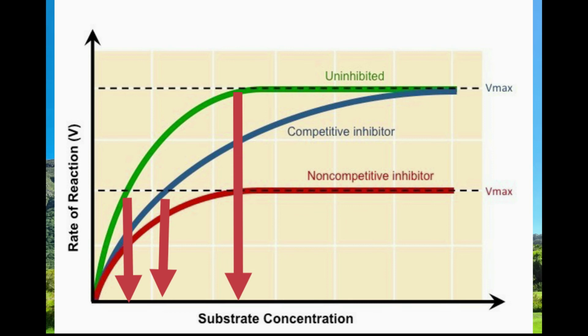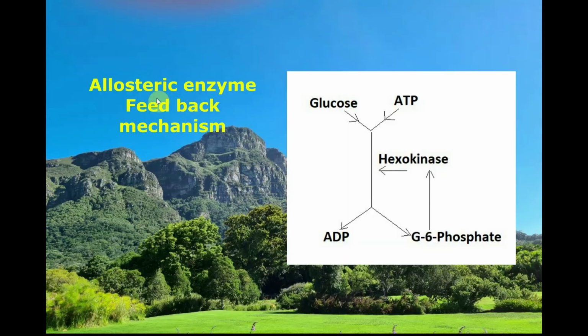So one more enzyme type is the allosteric enzyme. Let us see what happens in the allosteric enzyme. Suppose in a metabolic reaction pathway, one of the products is inhibiting the previous enzyme, then it is known as an allosteric enzyme. See this reaction, glucose converting into glucose 6-phosphate. For that, a phosphate group is given by ATP, ATP is converted into ADP, and the phosphate is added to the glucose, forming glucose 6-phosphate.